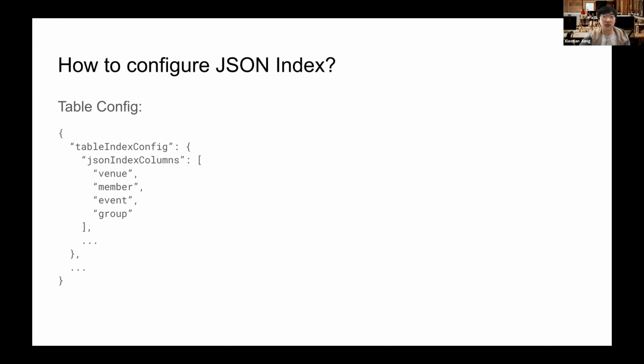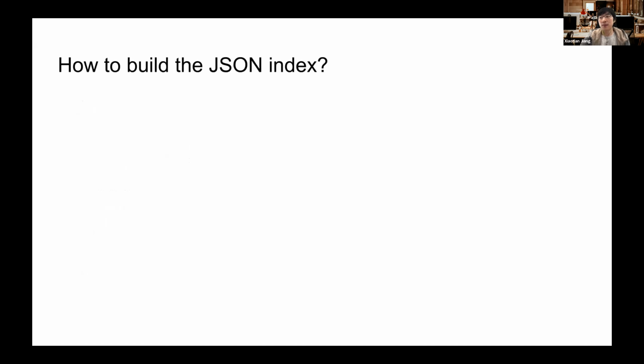Basically, you modify your table config, you reload all your segments, then the JSON index is ready to use. It's very convenient. And then next, I will go into the internals: how do we actually build the JSON index and how does it work?